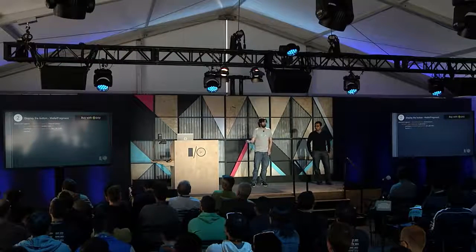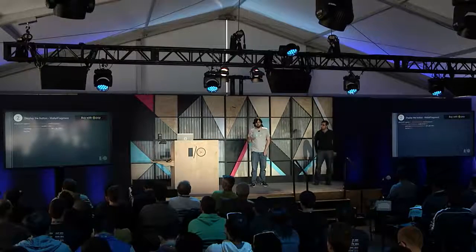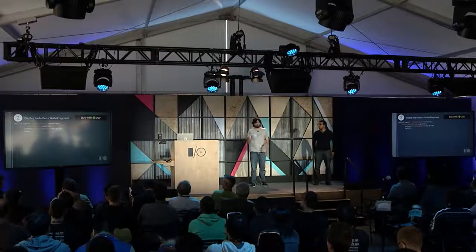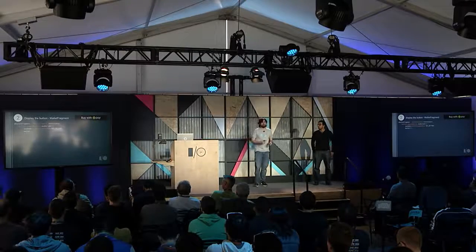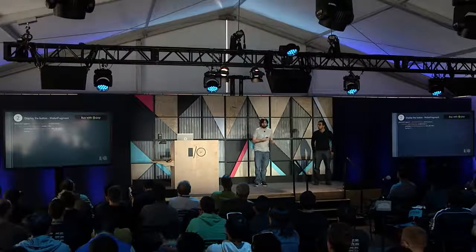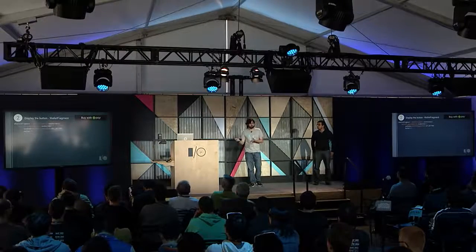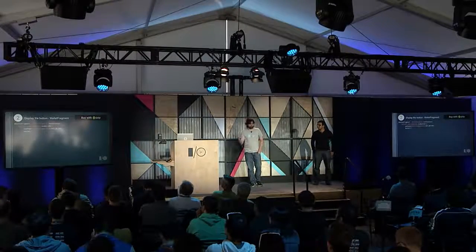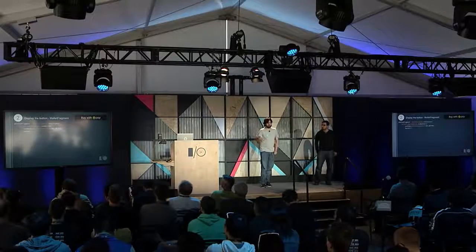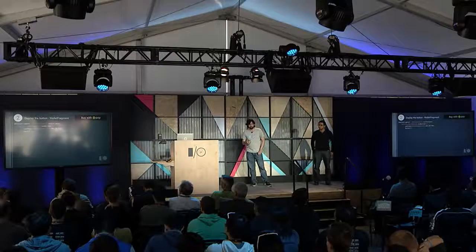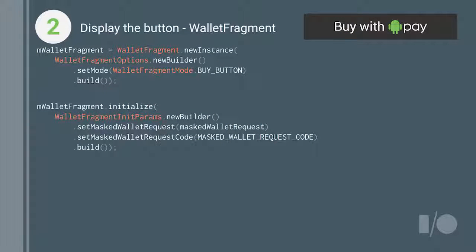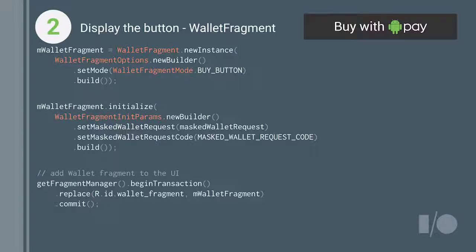Now, we know there are several kinds of purchase experiences out there. So if your checkout doesn't have a checkout button like this, you're free to call the loadMaskedWallet API yourself. But if you're using a button like this, we highly recommend you use the wallet fragment. OK, so now how do you use the wallet fragment? It's basically 3 simple steps. The first one, as you can see here, is to create the wallet fragment. The second one is to initialize it with the masked wallet request, so it can call the loadMaskedWallet API on your behalf and prompt the user for the card and shipping information. And the last step is to add it to your layout as you would add any other fragment, through the Fragment Manager and a fragment transaction.